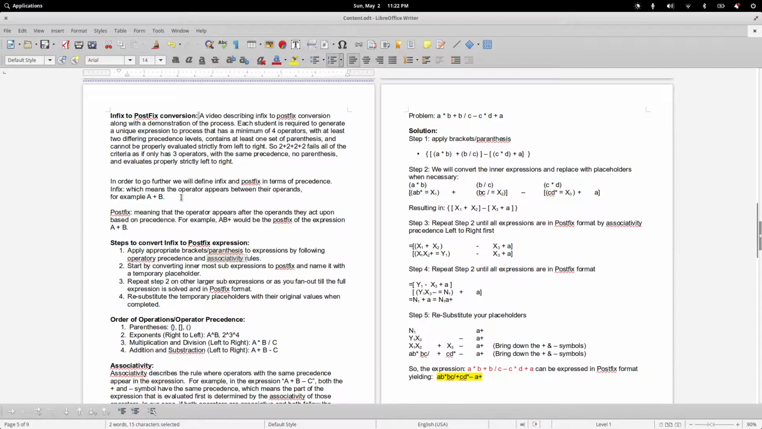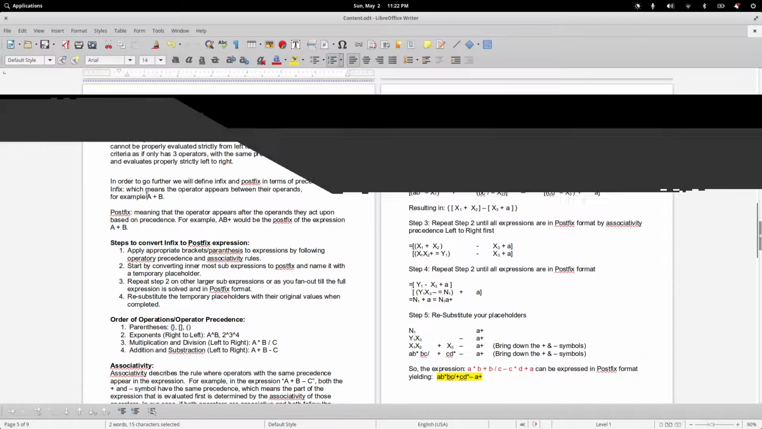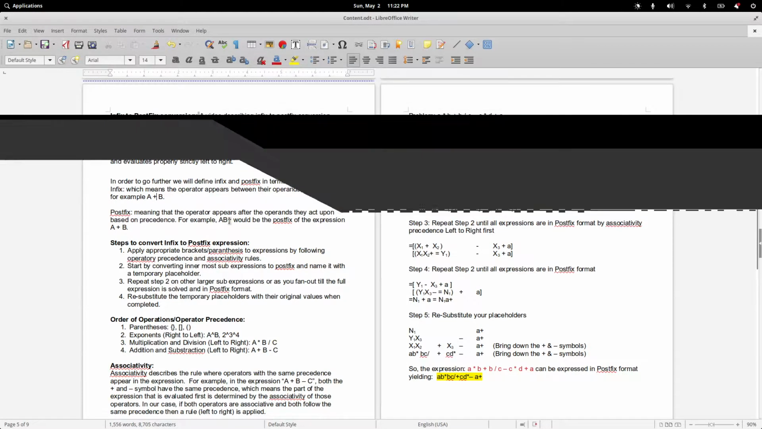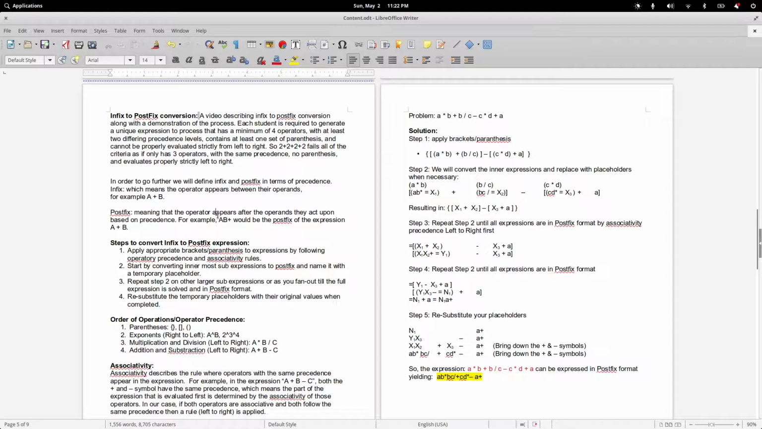Infix is basically when the operator is placed between two operands, in the case of this example, A plus B. Whereas postfix is when the operator is placed after the operands, in the case of AB plus sign, right here.